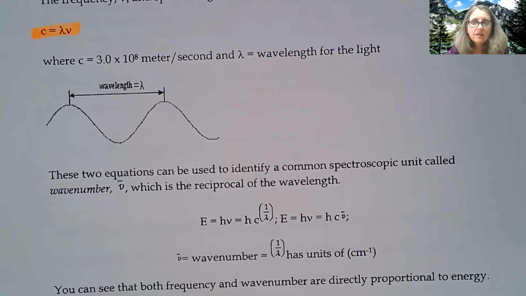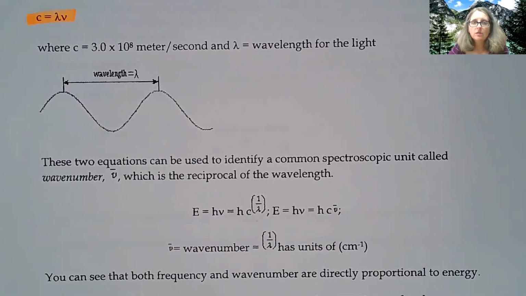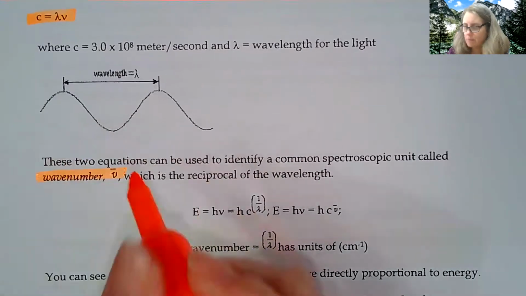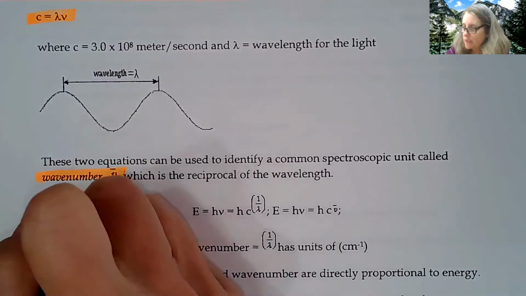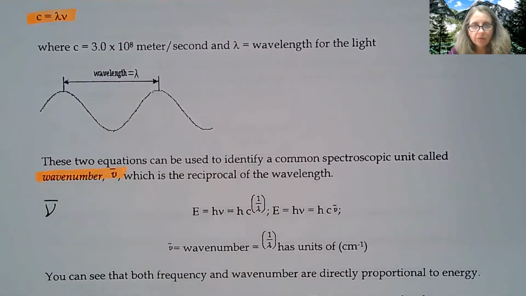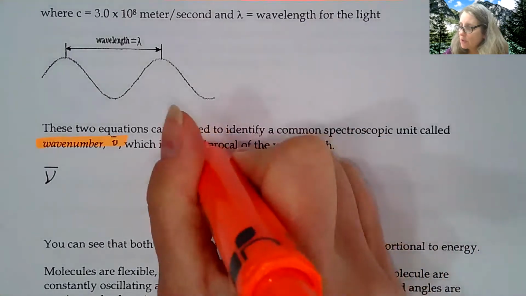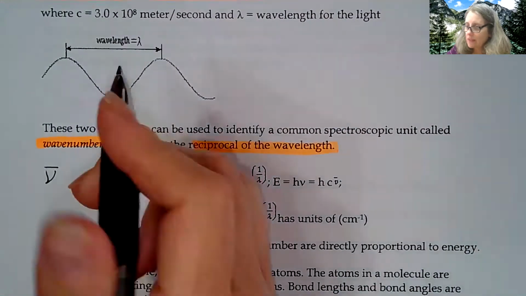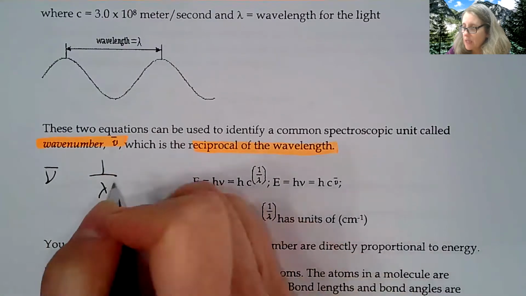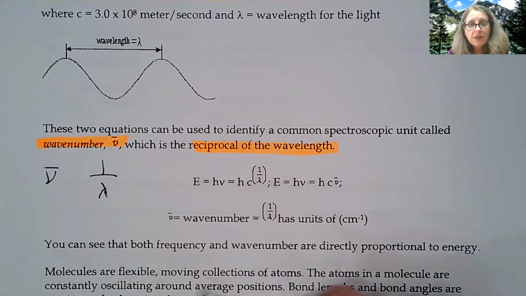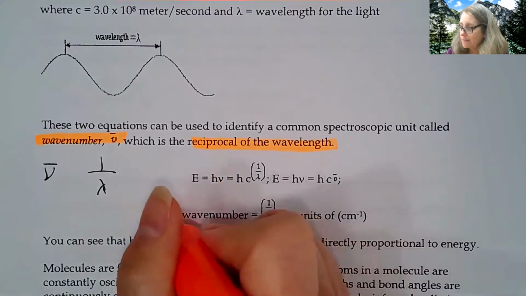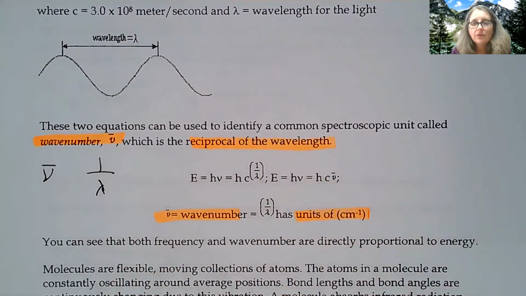In our study of IR, we are also going to be exposed to something called a wave number. The wave number is a weird looking v with a bar over it, and you're going to use that as a unit. It is the reciprocal of the wavelength, so that means 1 over wavelength. Since wavelength is in meters, this is an inverse meter. But what you're going to see on IRs is inverse centimeters.